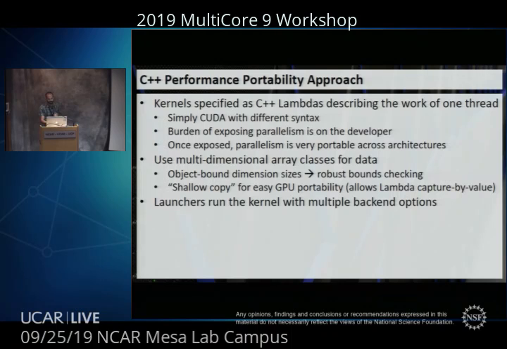And we use something called shallow copy for GPU portability. If you want to use a lambda, you have to do something called capture by value. This is getting into the weeds for non-C++ folks. But there's a certain way you have to copy the data structure when you pass it in. And so we just run the launcher for the kernels on multiple backends.